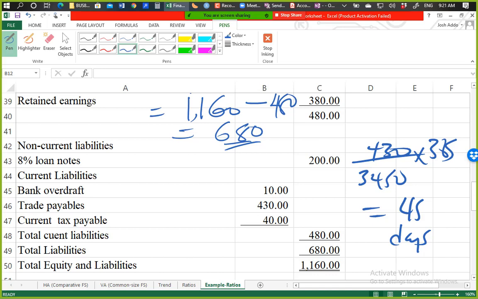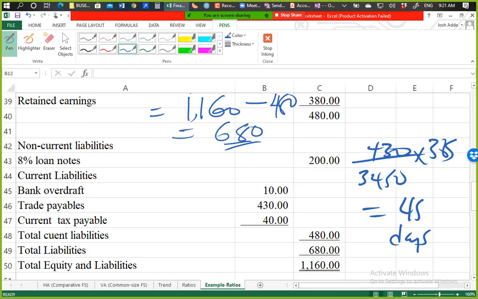So just like we've been doing for the rest, you look at it, 45 days. So it takes 45 days for us to pay. 45 days will be 1 month, about 2 weeks. 1 month, 2 weeks, yeah. So sometimes this is what you have to do.